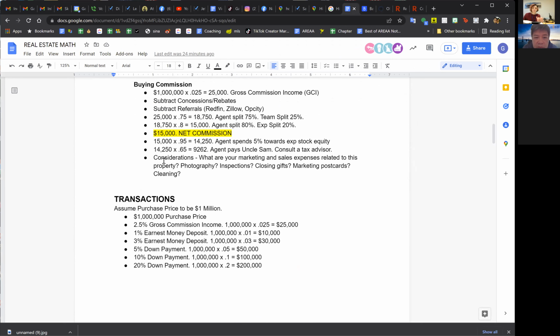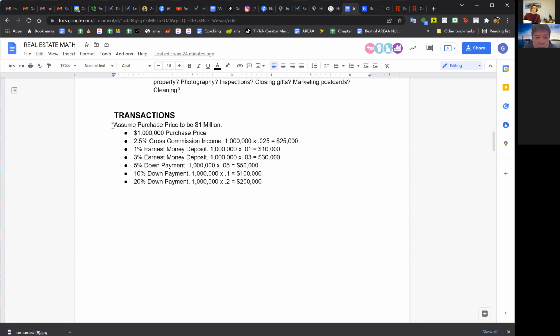These are the considerations too. So if you're taking a 20% discount and the business still makes sense, as long as you look at the numbers, run through the numbers. If it makes sense, do the deal. If it doesn't make sense, renegotiate. Okay. Transaction numbers. Assuming the purchase price is $1 million. So we start with $1 million. In California, gross commission is about 2.5%. So expect to earn about $25,000 from a purchase of $1 million or a listing of $1 million.